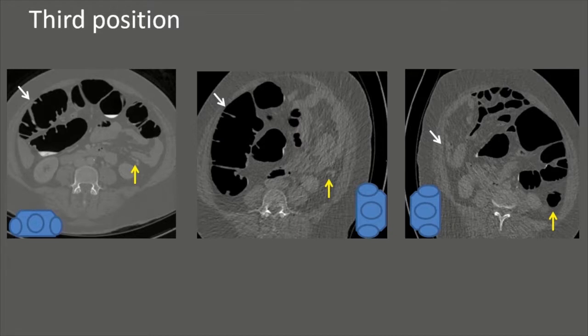But the yellow arrow again shows the left colon to be collapsed. So quite rightly, a third position was used, this time to try and distend up the left colon. So a left side up decubitus position was used, and the yellow arrow now shows the left colon to be distended and the right colon, the right colon with the white arrow, to be collapsed.